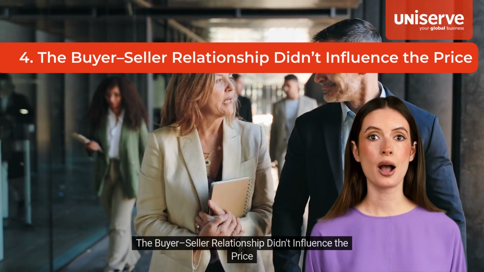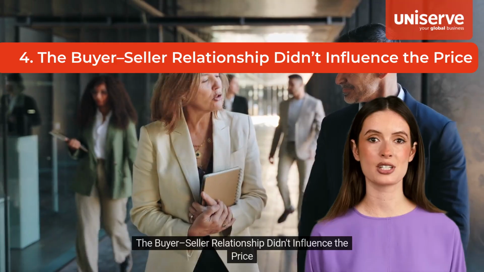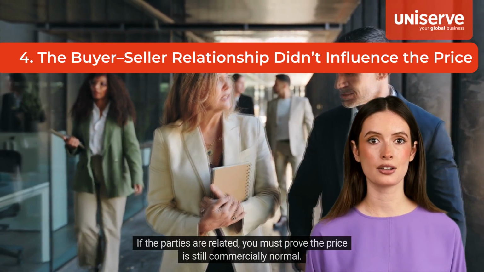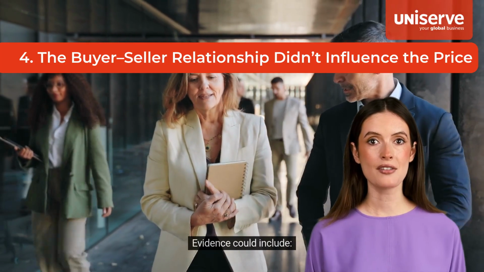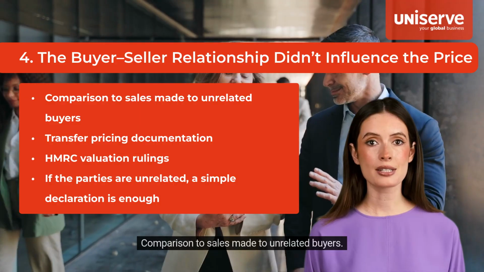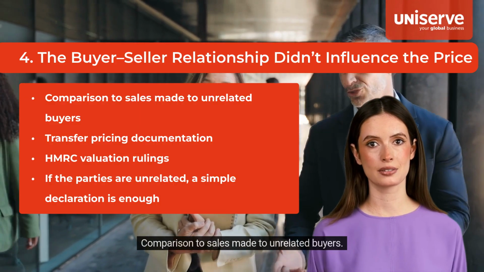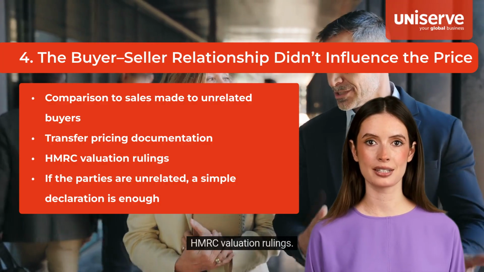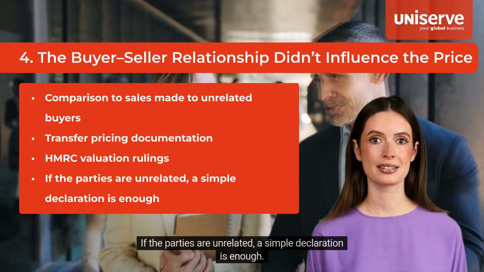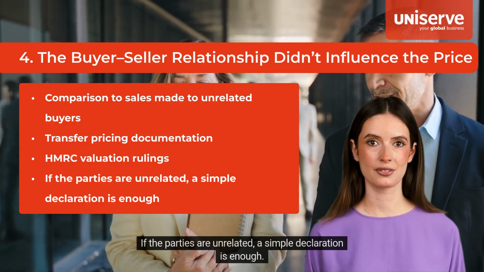4. The buyer-seller relationship didn't influence the price. If the parties are related, you must prove the price is still commercially normal. Evidence could include comparison to sales made to unrelated buyers, transfer pricing documentation, HMRC valuation rulings. If the parties are unrelated, a simple declaration is enough.